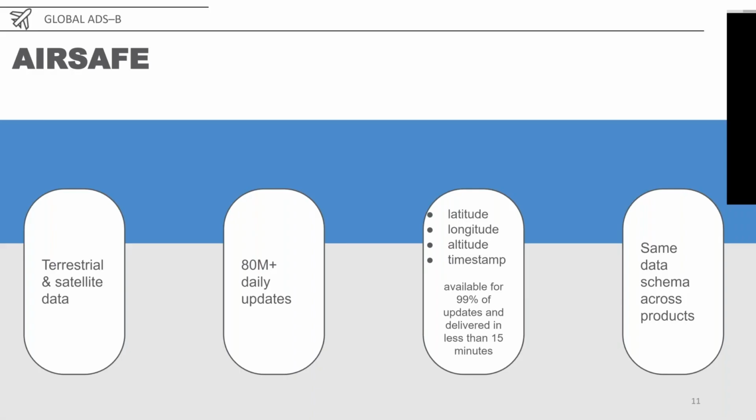The AirSafe data combines both the terrestrial and space-based data. We have more than 80 million updates daily. This varies with the number of flights that there are on any given day. These updates include the latitude, longitude, altitude, and time, and for more than 99% of the updates they are delivered in under that 15-minute window. We have the same data schema across both of our products. It doesn't matter what your delivery format is, you're getting the same field names, you're getting the same data schemas to make it easier to use one or the other product.